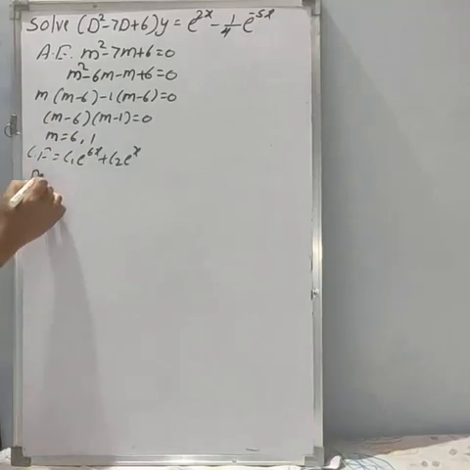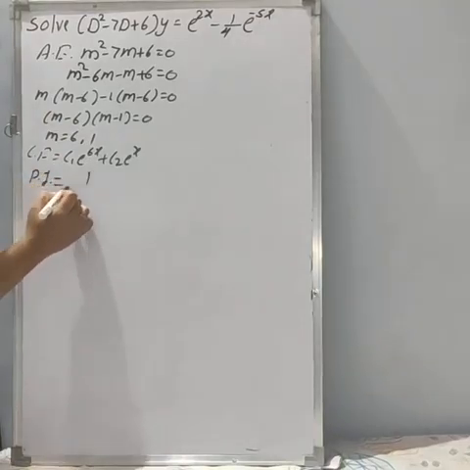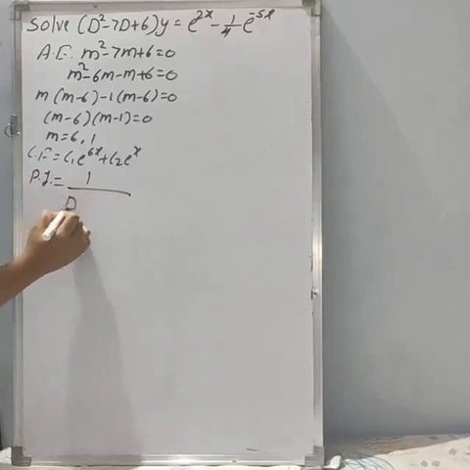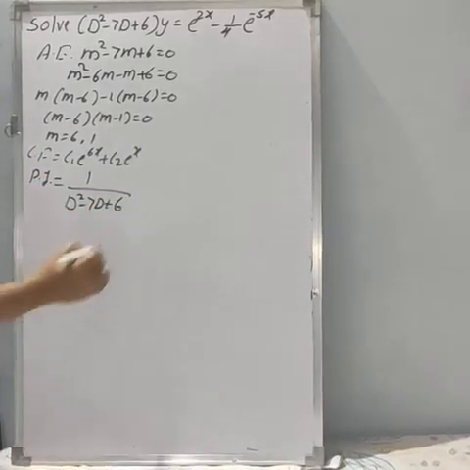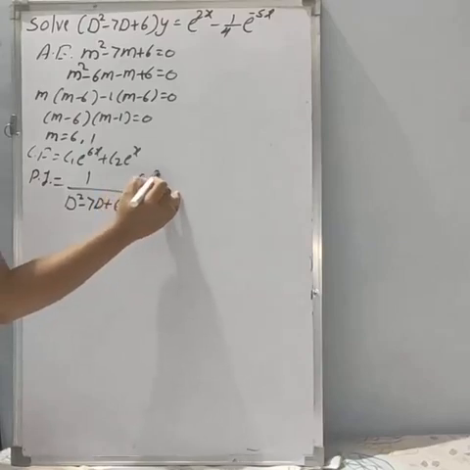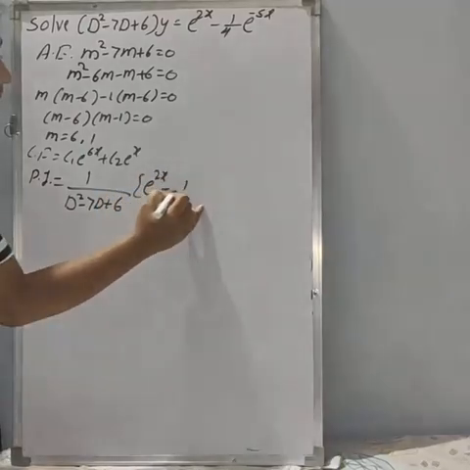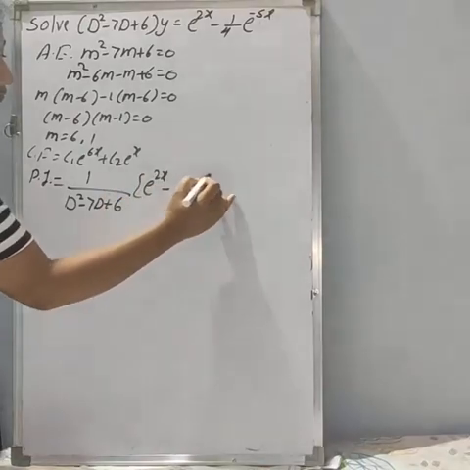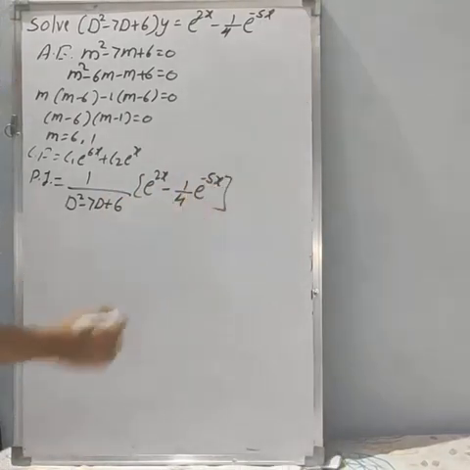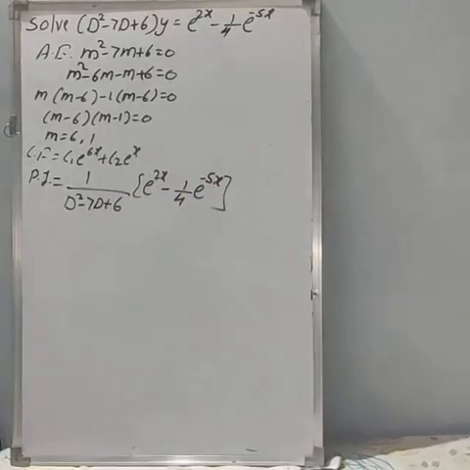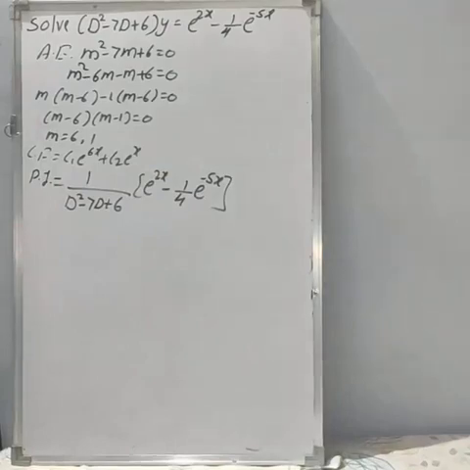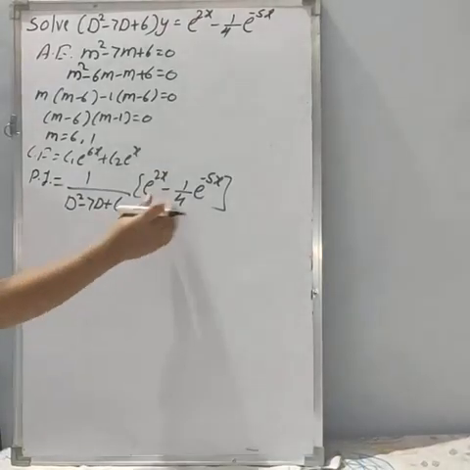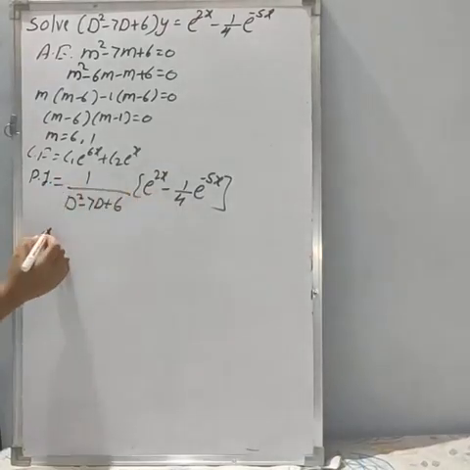Next we have to find the particular integral. So we have to make 1 upon f of d, where f of d is d square minus 7d plus 6, into f of x. What is f of x? We have e to the power of 2x minus 1 by 4 e to the power of minus 5x. So here we have two terms. In the earlier examples we solved only with one term. So we can separate this and find the particular integral separately.